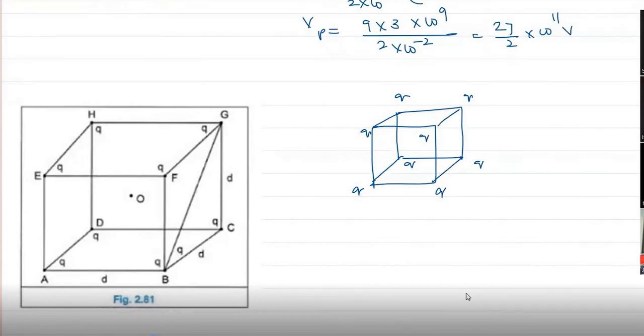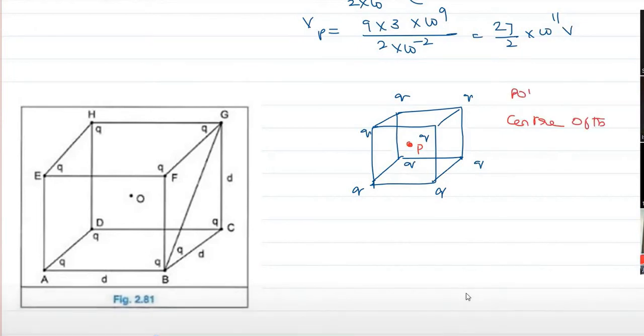So you need to find the electric potential at the point P, that is the center of the cube. Okay, what will it be? You need to find the distance from each vertex, and it will be equidistant, right? So it is nothing but what? What is the diagonal value of the cube from all the directions?